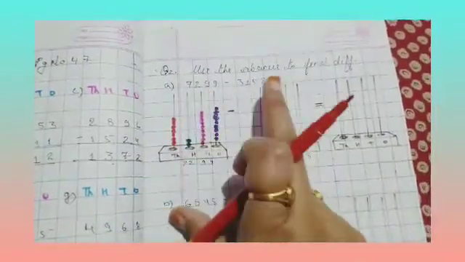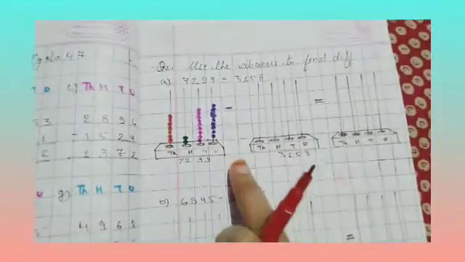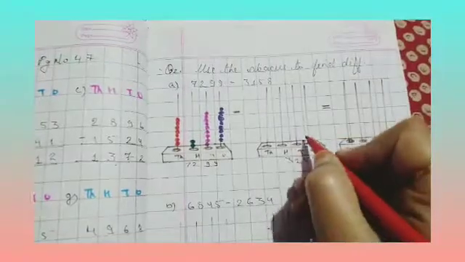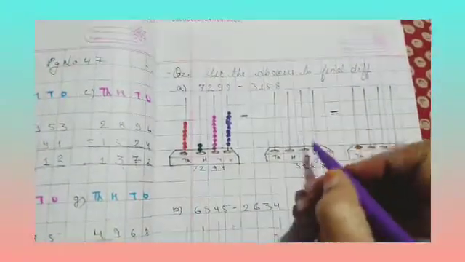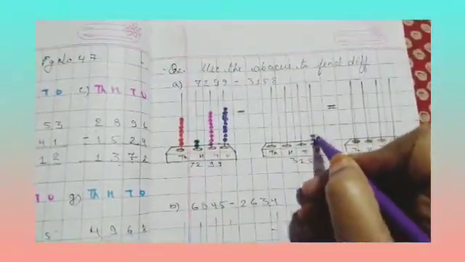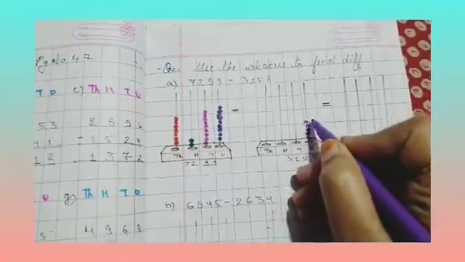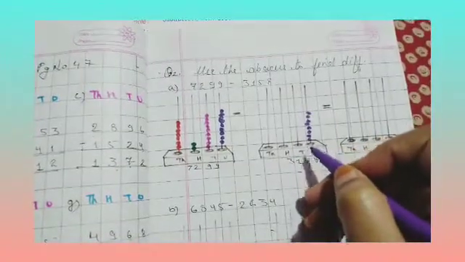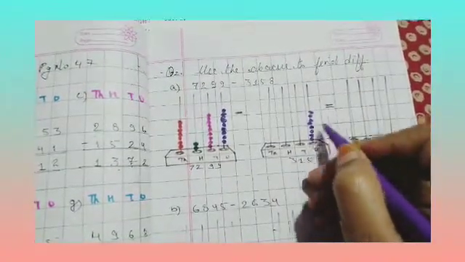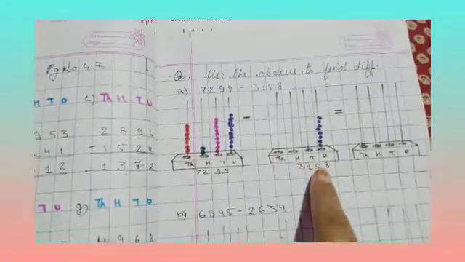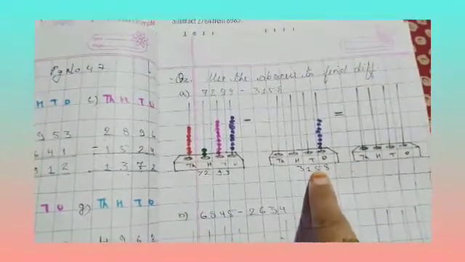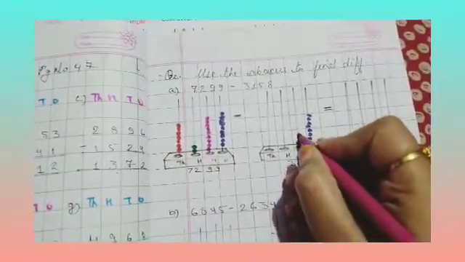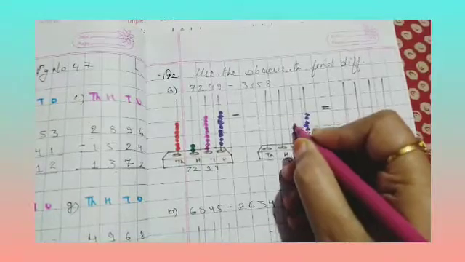We are going to subtract from this number. Okay children? So we will place 8 beads on the one strand. 1, 2, 3, 4, 5, 6, 7 and 8. Okay children? 8 beads. Now at the tens place 5 is there. So we are going to place 5 beads. 1, 2, 3, 4 and 5.